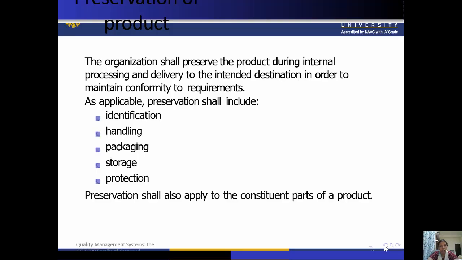Now, the preservation of products. The organization shall preserve the product during internal processing and delivery to the intended destination in order to maintain conformity to the requirements. As applicable, preservation shall include identification, handling, packaging, storage, as well as protection. The preservation shall also apply to the constituent parts of a product.